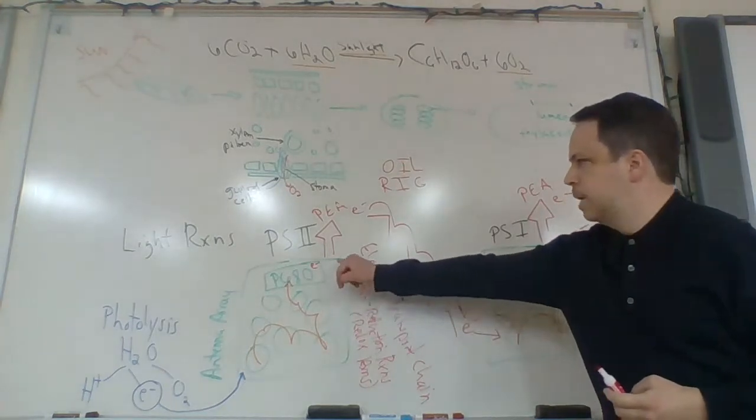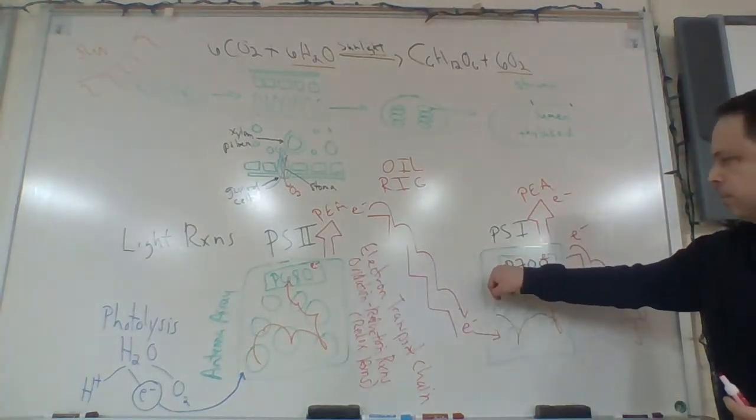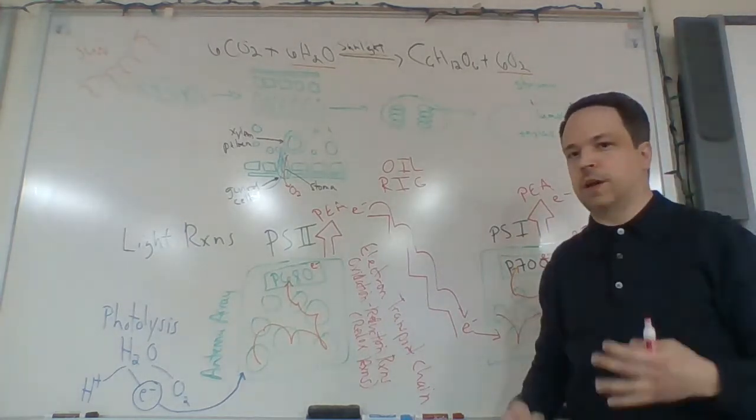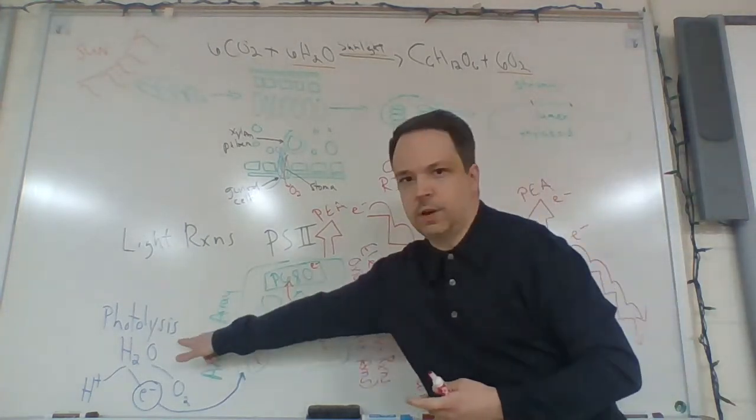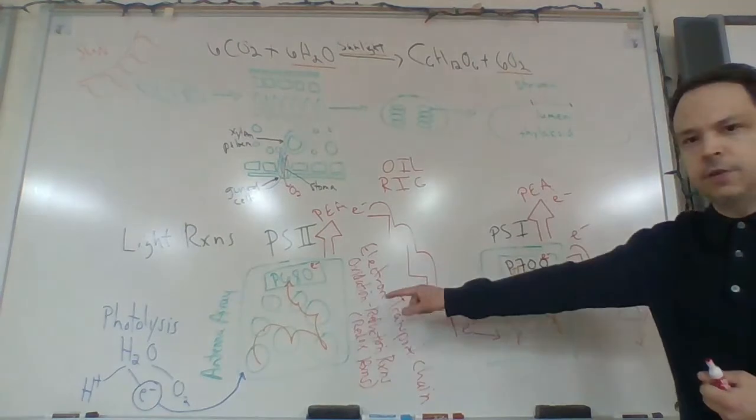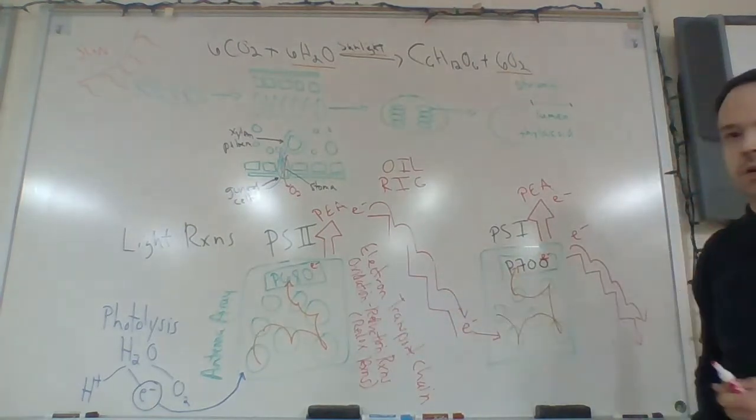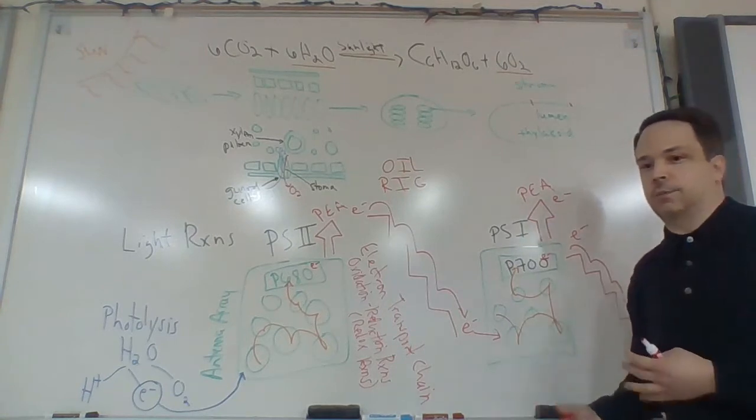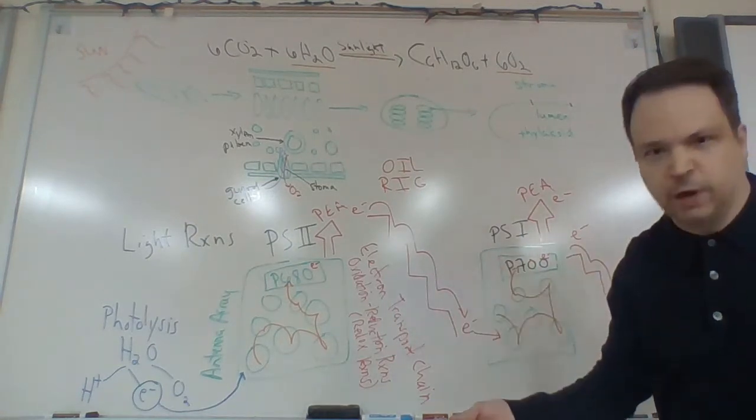This electron from PS2 comes over to replace the one that's lost from PS1. And remember, the way that PS2 replaces its lost electron is through photolysis. So we're definitely replacing these lost electrons. We don't want some photosystem just constantly losing electrons and not being able to replace them. If that happens, then the whole thing just breaks down.